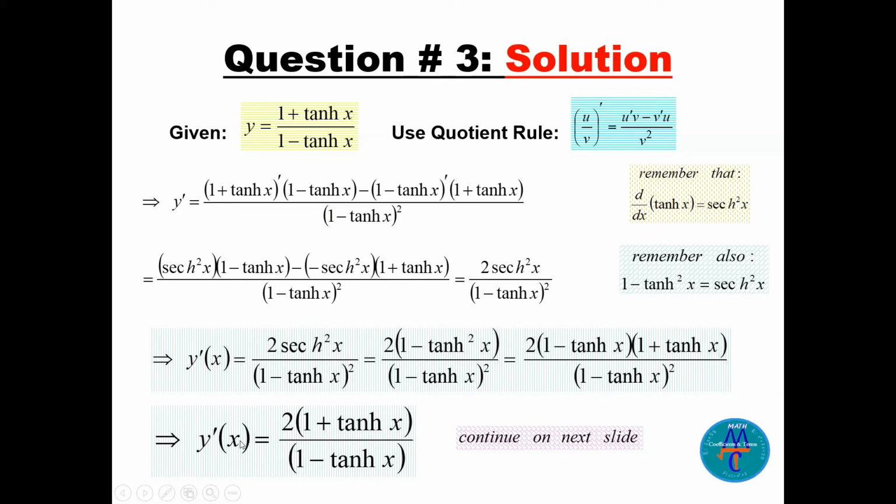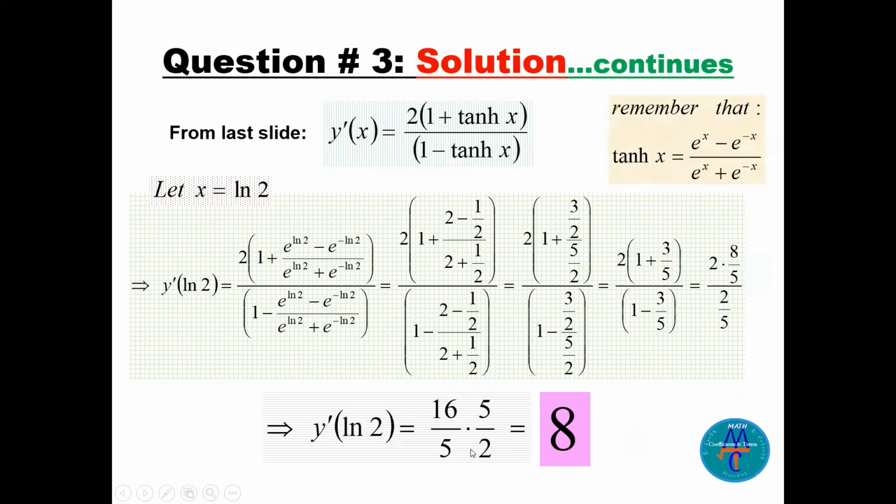So the derivative now, y prime of x of this given function, will be 2 times 1 plus hyperbolic tan of x divided by 1 minus hyperbolic tan of x. So the only thing we have to do now is replace x by ln of 2. Continue on the next slide.